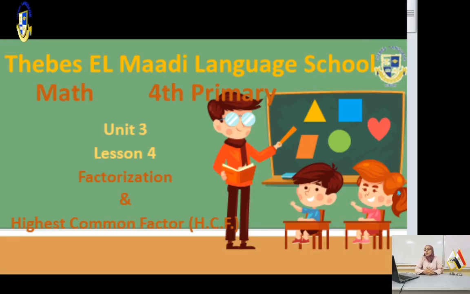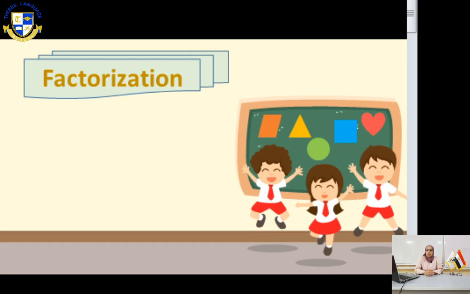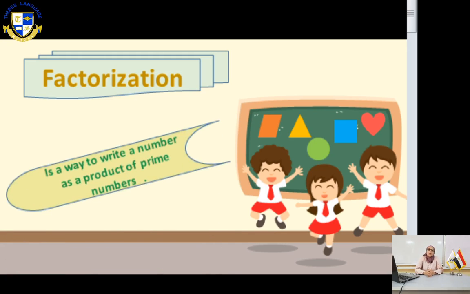What is the meaning of factorization? Factorization is a way to write a number as a product of prime numbers. What does it mean? It means that we must factorize, or write, a number as a product, but only of prime numbers, not other numbers.